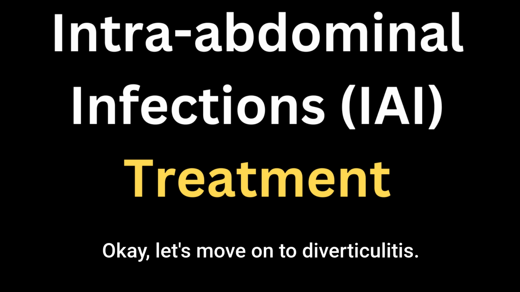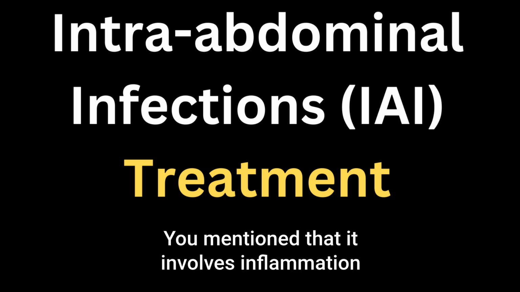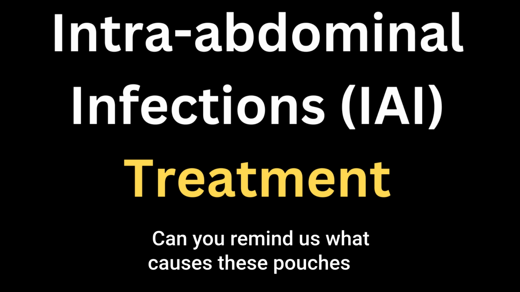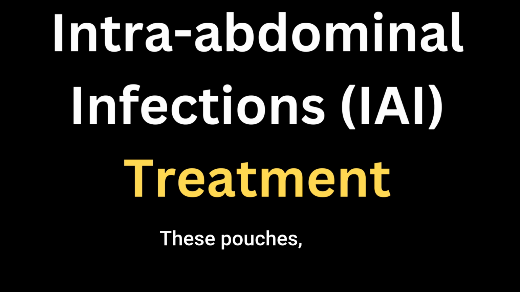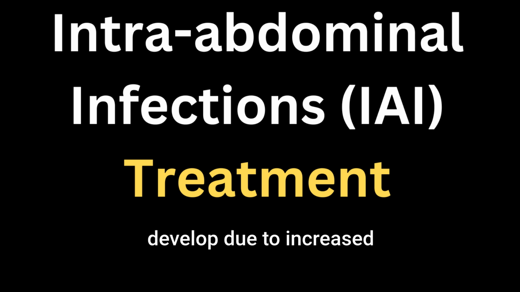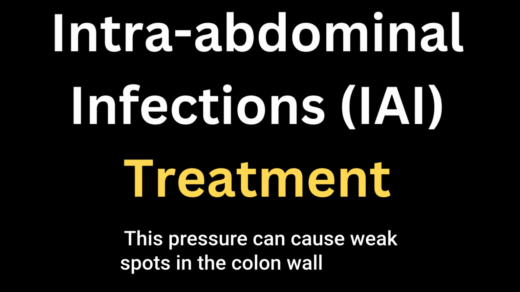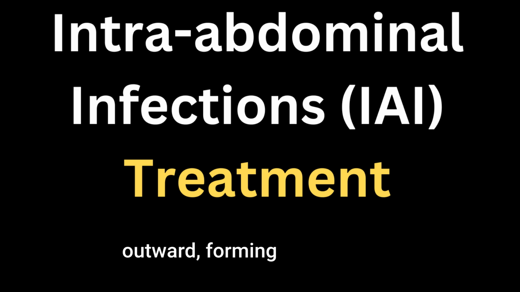Okay, let's move on to diverticulitis. You mentioned that it involves inflammation of pouches in the colon. Can you remind us what causes these pouches to form in the first place? These pouches, called diverticula, are thought to develop due to increased pressure within the colon. This pressure can cause weak spots in the colon wall to bulge outward, forming the pouches.